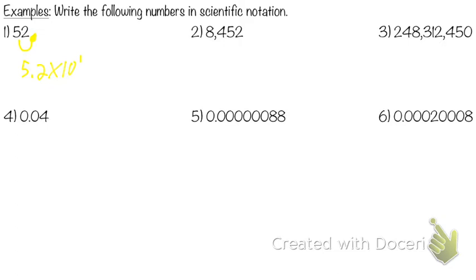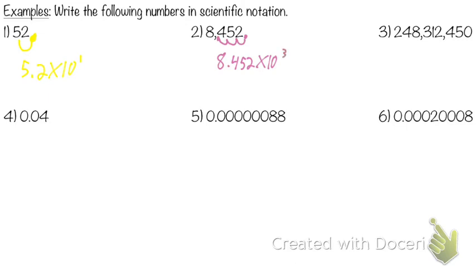On the next one, 8,542. This is a comma. Be very careful. Where's the decimal at here? After the 2. Very good, Elijah. So how many spots do we need to move the decimal on this one? 1, 2, 3. We want 1 number in front of the decimal. So we want it after the first number. So we want this to be 8.452 instead of 8,452.